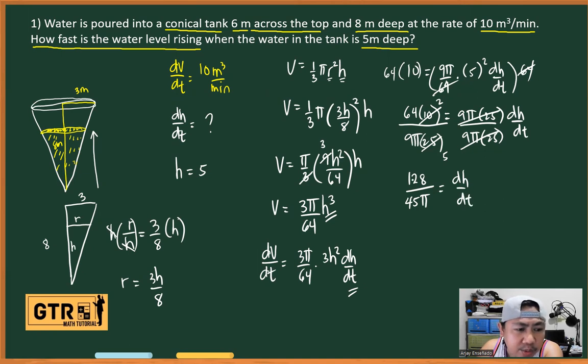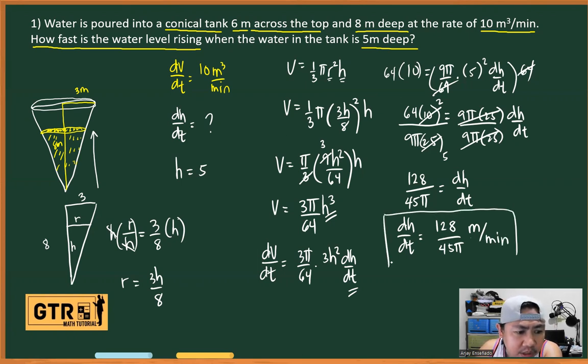So this is the exact value. The exact value of dh over dt is equal to 128 over 45 pi. What is the unit? Since this is cubic meters per minute, the unit is meters per minute. So this is the exact answer, but approximately, 128 divided by 45 pi is equal to 0.91.